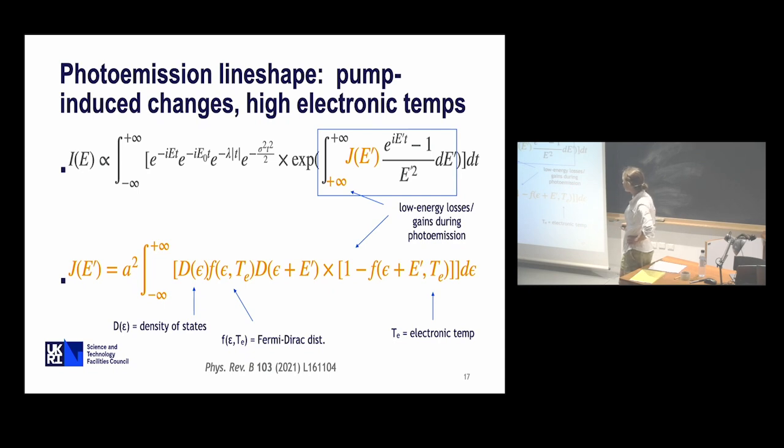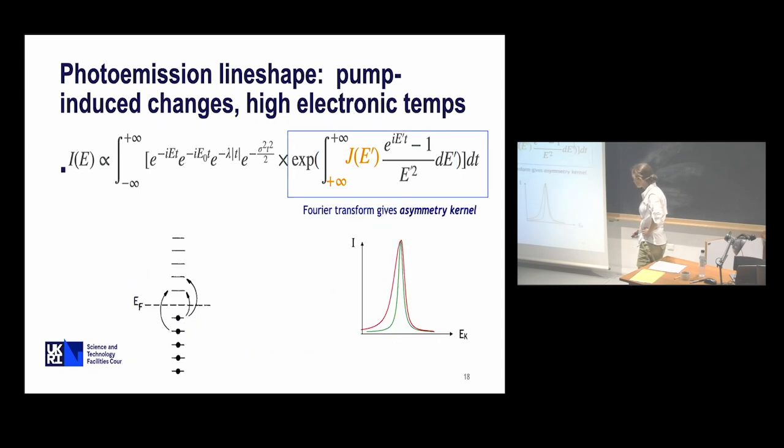So we can rewrite this joint density of states in the way you can see here, and we can also adjust our limits of integration in order to account for both gains and losses in our photoemission process. I would just note here that by taking the Fourier transform of this second term, we get what's called the asymmetry kernel, and it's shown here in green, and this gives us a very intuitive picture of the degree of asymmetry in a core level peak like the one that's shown here in red. So I'll be referring to this throughout the talk.